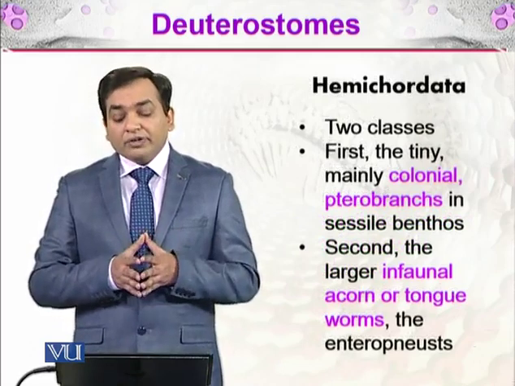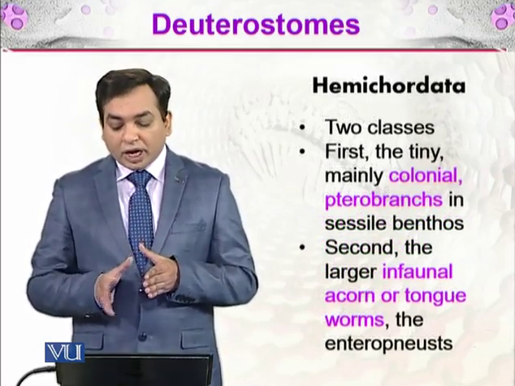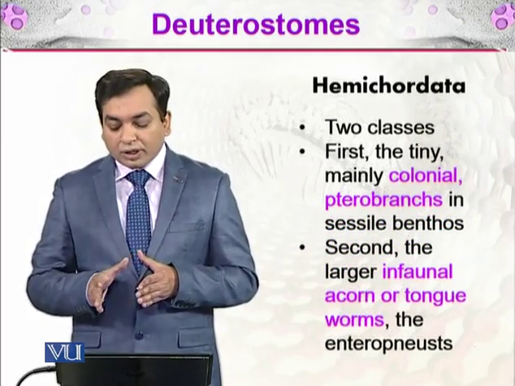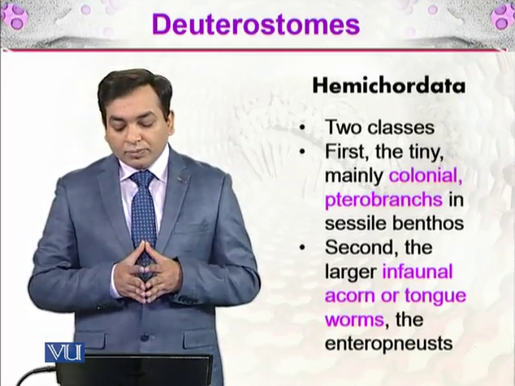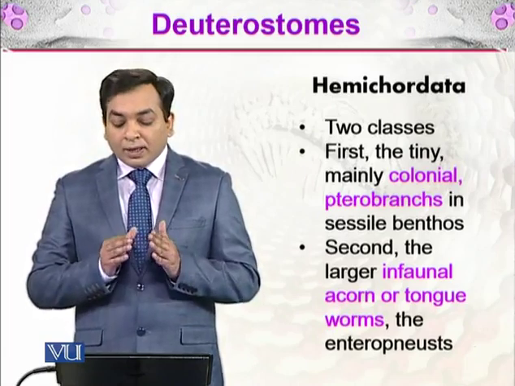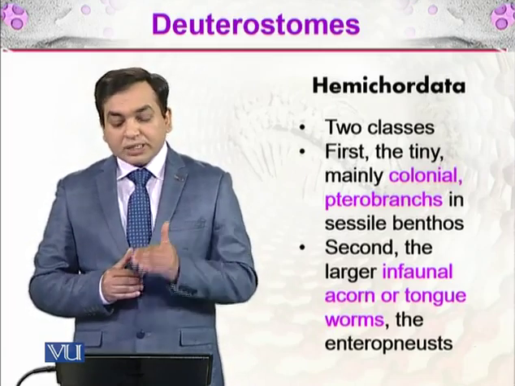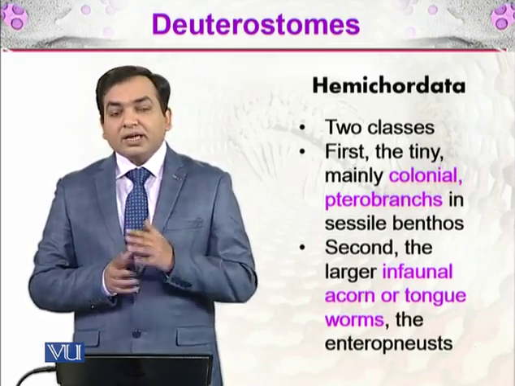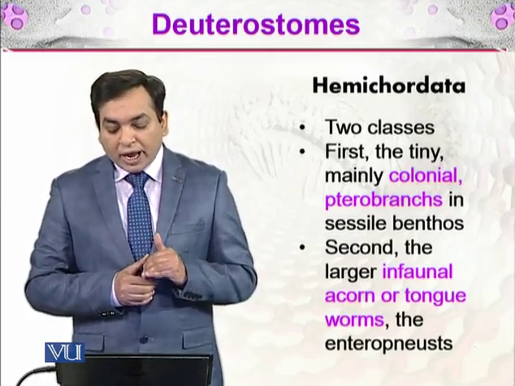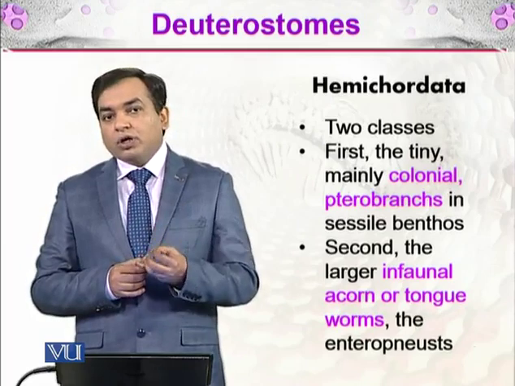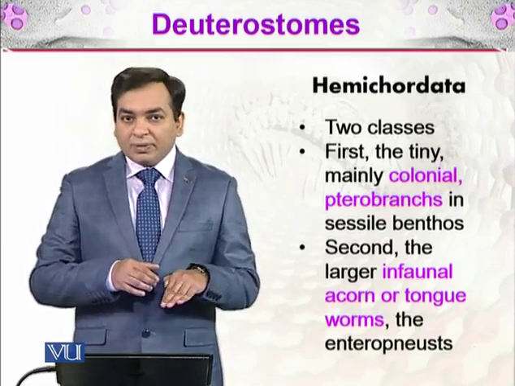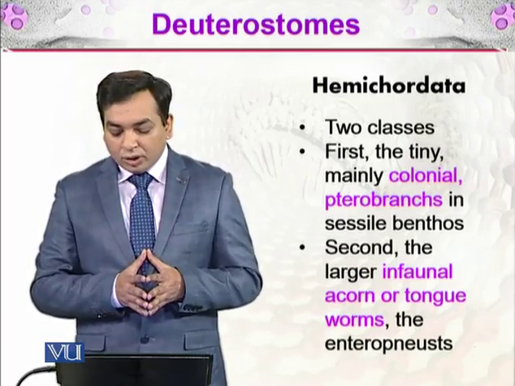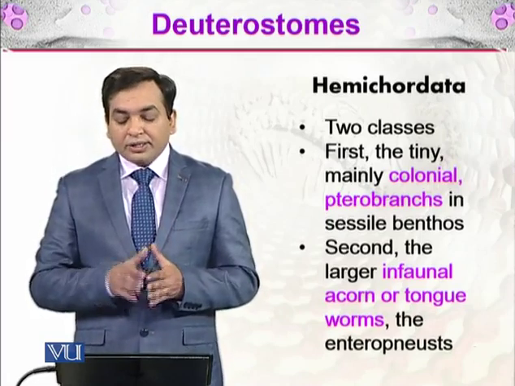In the hemichordata, there are two classes. First, there are the tiny, mainly colonial pterobranchs in the sessile benthos, and second are the large infaunal acorn or tongue worms, the enteropneusts. One of them is sessile benthos, which means they are present at the bottom of the sea and cannot move. The other one is the infaunal acorn worm. Infaunal means they live inside the sediment. Just like a burrowing action, they go inside the sediment, inside the bottom.